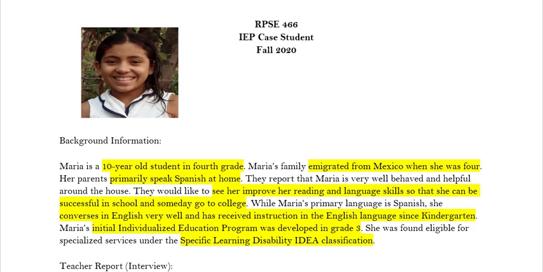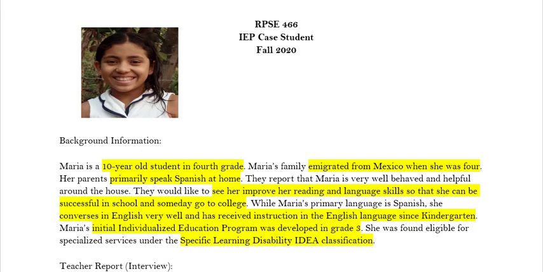Maria's family emigrated from Mexico when she was 4. Now this is significant to me because it gives me a sense of how long Maria and her family have lived in the US. If she's 10 now and she arrived when she's 4, she spent the majority of her school career in the United States.